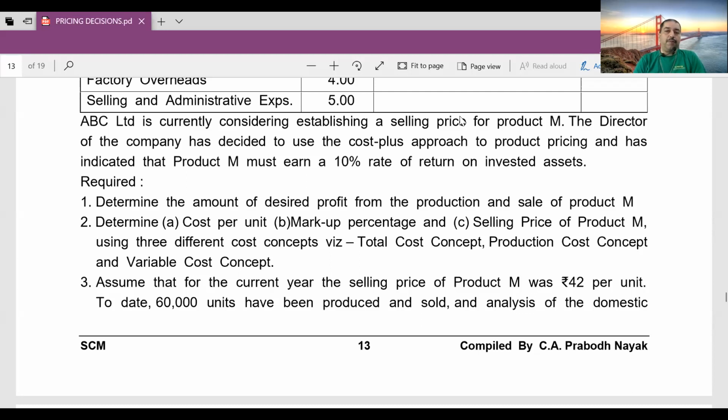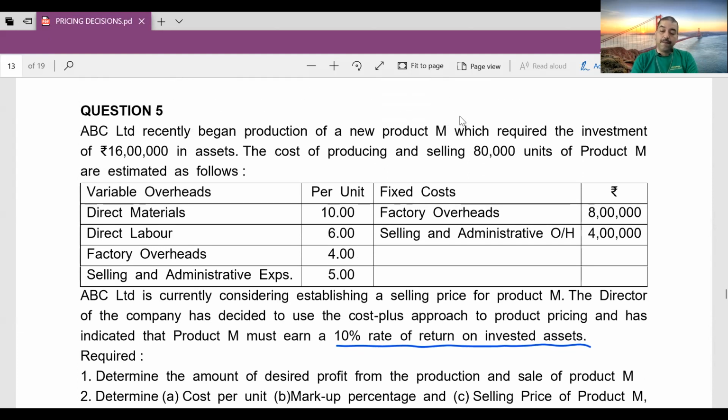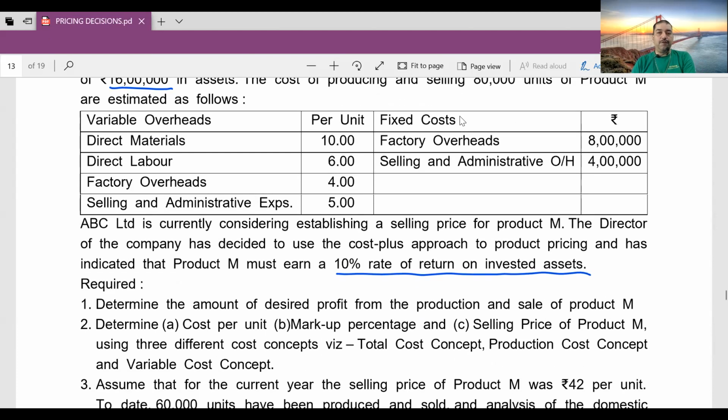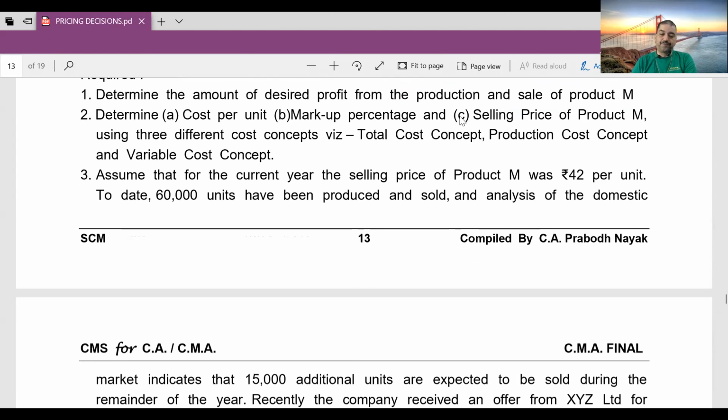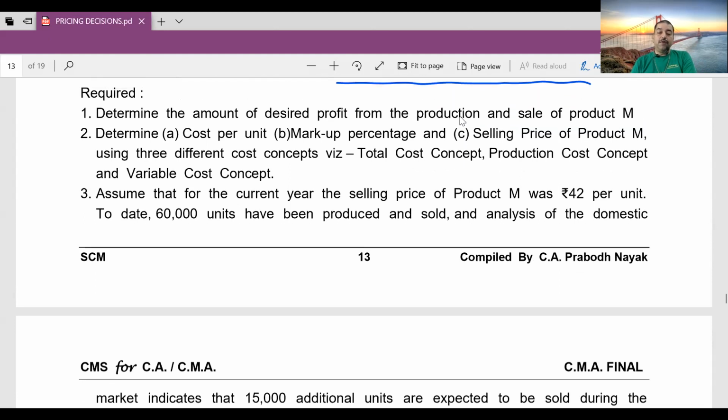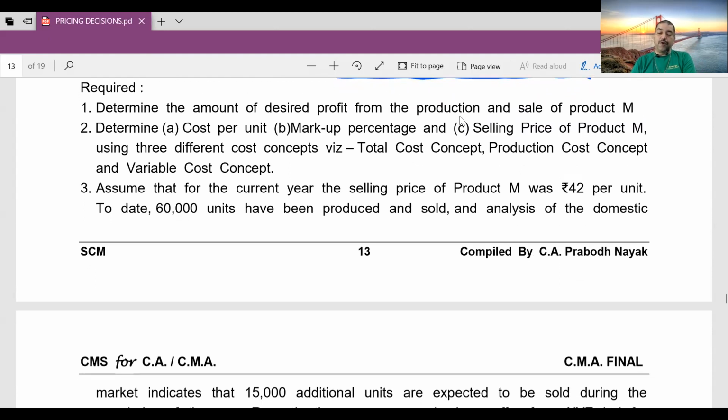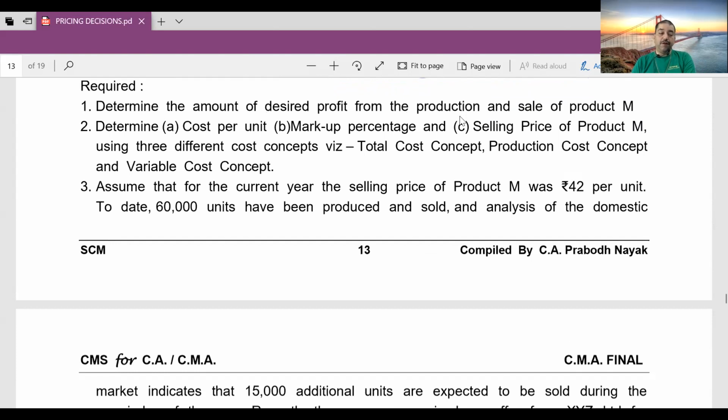You can read further. Cost plus approach to product pricing has indicated that product M must earn a 10% rate of return on invested assets. So that is your plus part. What is the plus part? 10% return on invested assets. And how much have you invested? 16 lakhs. So 10% of 16 lakhs, that is 1,60,000 you have to recover. Determine the amount of desired profit from the production and sale of product M first. So you have to calculate the projected profit.